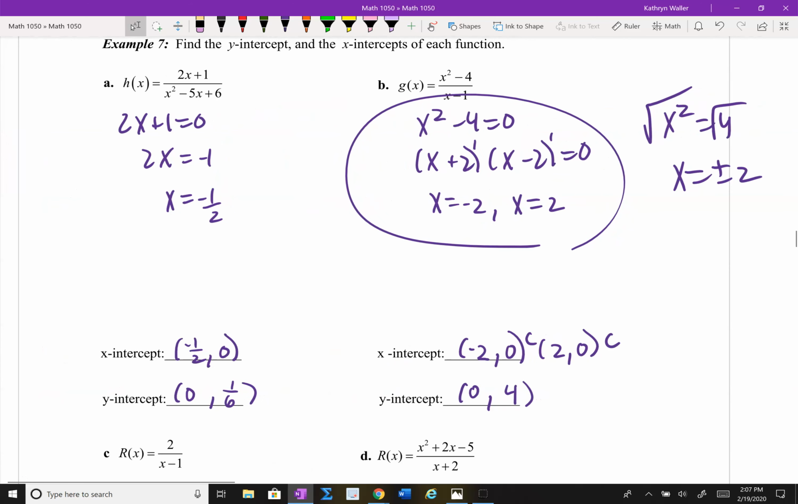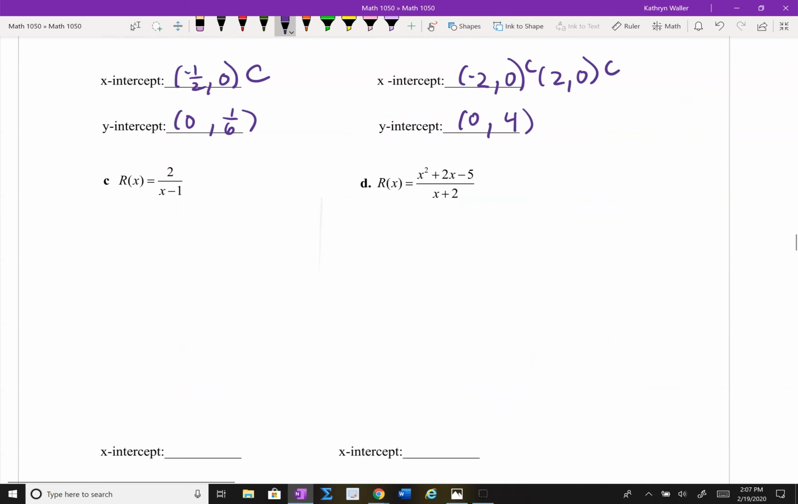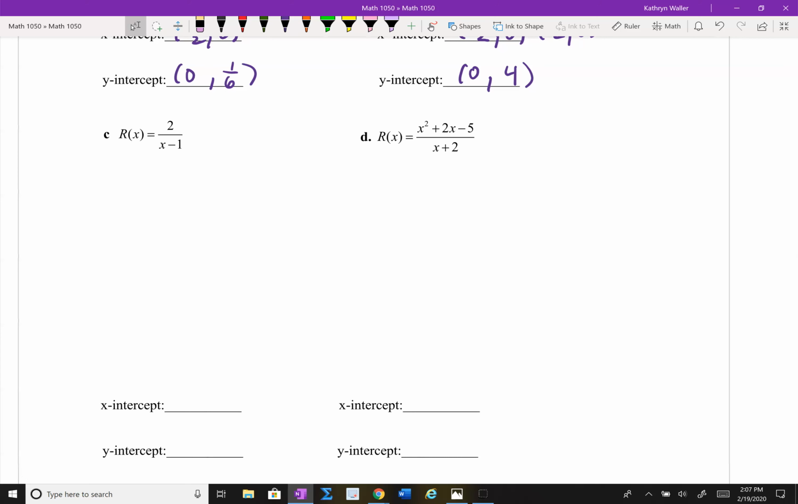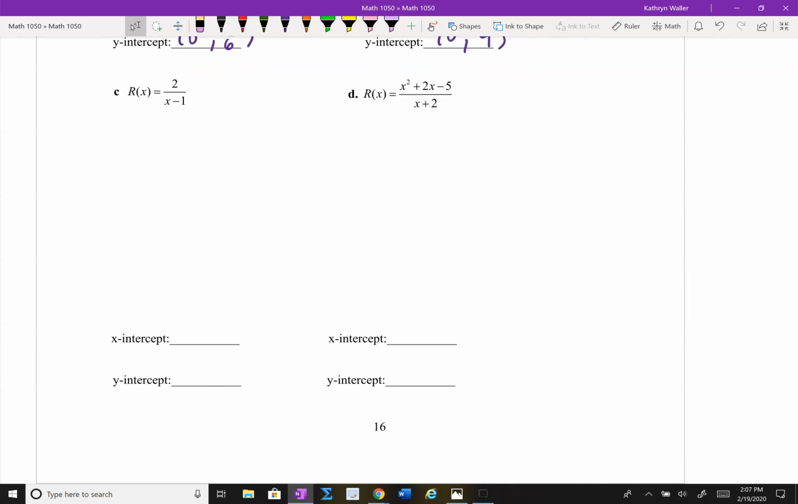Okay, this (-1/2, 0), by the way, you only have one of them, so that will cross the x-axis. Okay? All right, here we go with question C. To find the x-intercept, let y be 0. To find the y-intercept, let x be a 0. The y-intercept is so easy. Get rid of this x. You have 2 over negative 1. What's 2 over negative 1, everybody? Negative 2. Okay, let's do the other one.